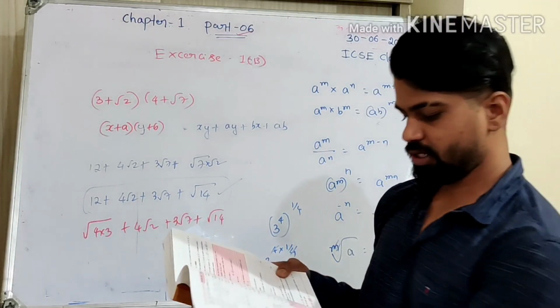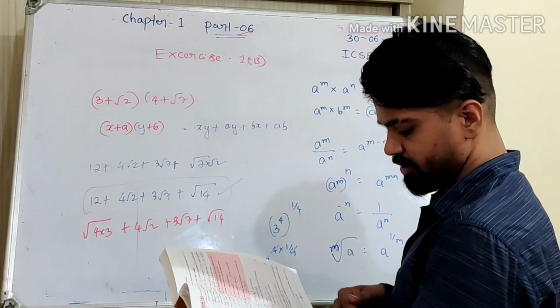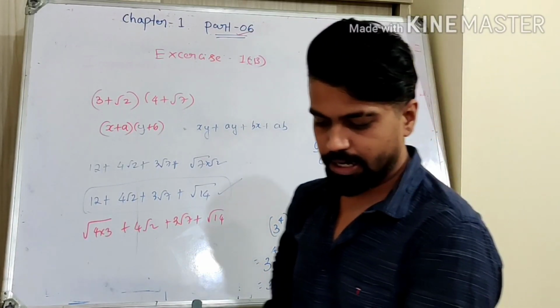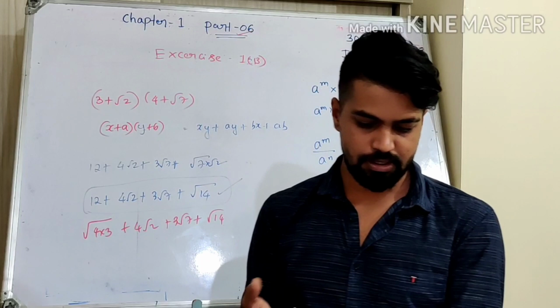That is 20th question, sub question 4, square of root 3 minus root 2. That you will be doing it yourself. Okay. And you will give me the answer in the next live session.